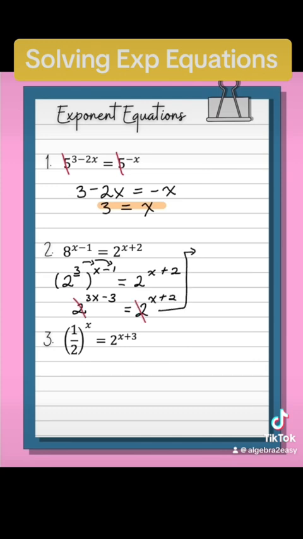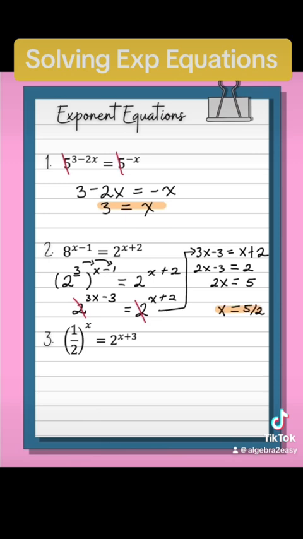The base values are now the same, so I can cancel them out. And I'm left with the exponents being equal to each other. 3x minus 3 equals x plus 2. I'm going to subtract that x, and I get 2x minus 3 is equal to 2. And then I'm going to add that 3. I get 2x is equal to 5. And then I'm going to divide by 2. X is equal to 5 halves.